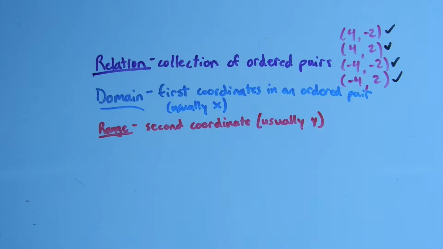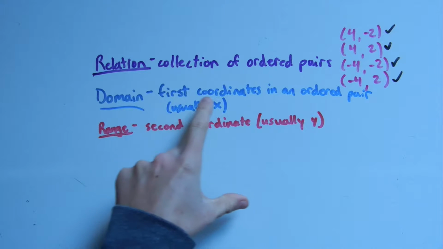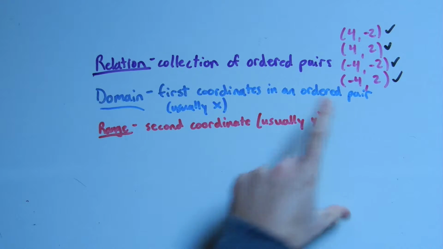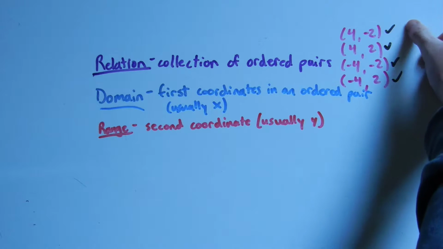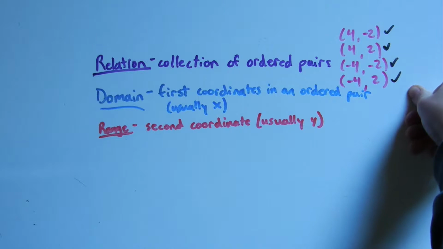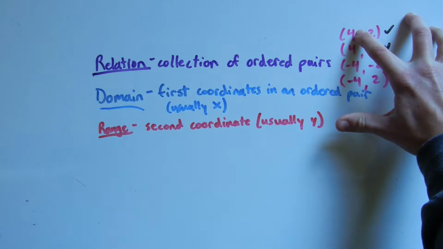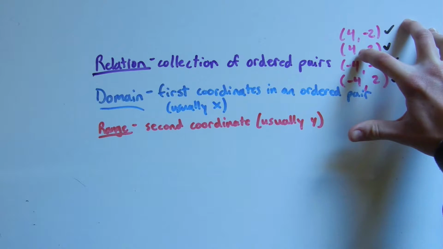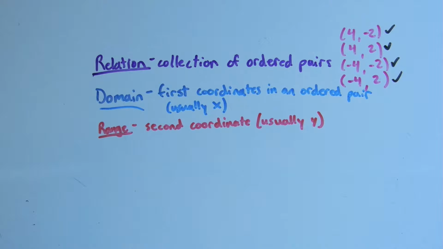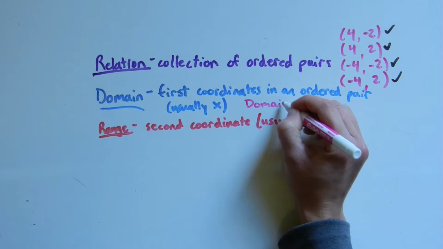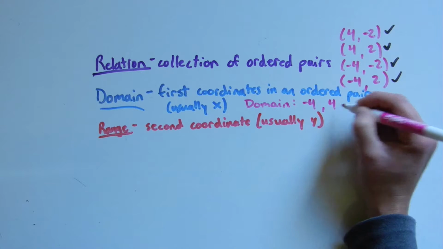So within a relation, we can find the domain of that relation and the range of that relation. The domain is the first coordinates within an ordered pair, so that's usually the x values. So in this case, if this was our relation, which was our set of ordered pairs or our collection, the domain would be 4 and -4. Because we already have this value 4, it doesn't get repeated. So for our example, the domain would be -4 and 4.